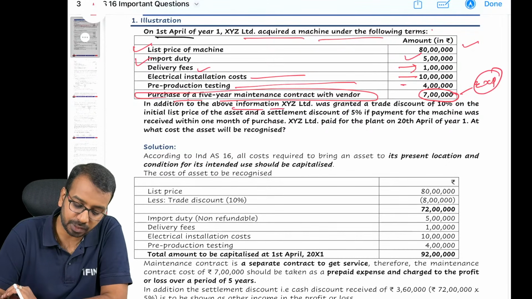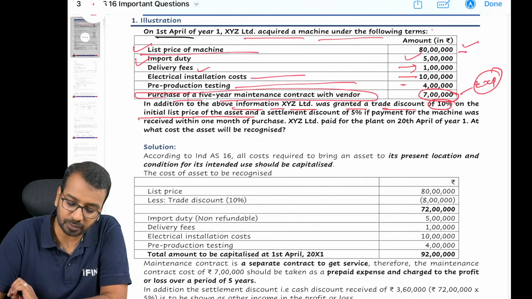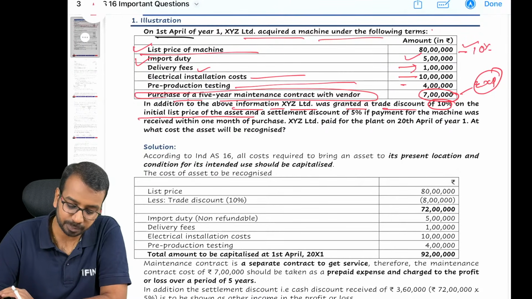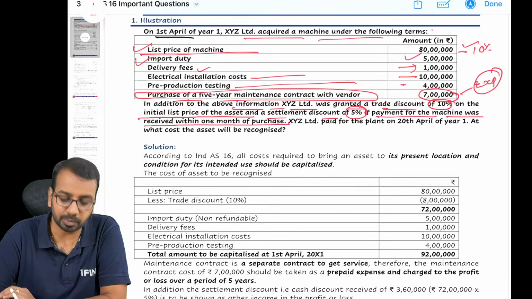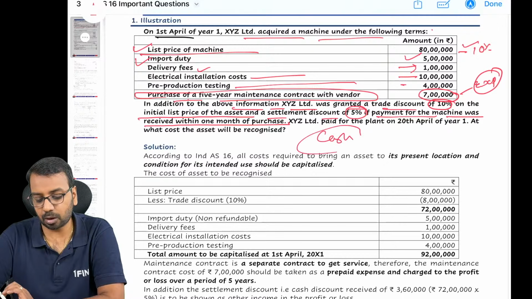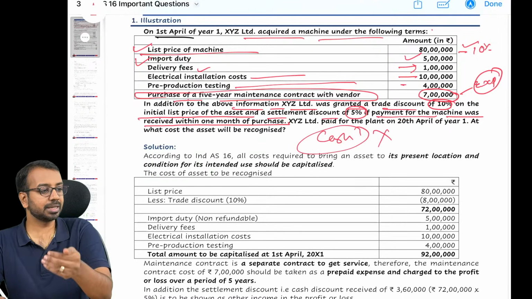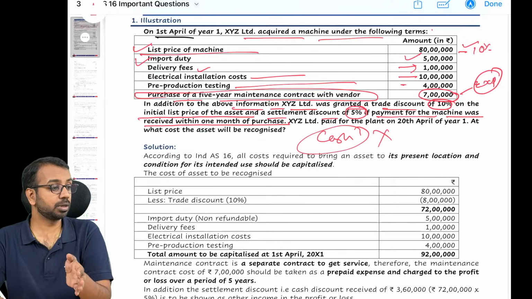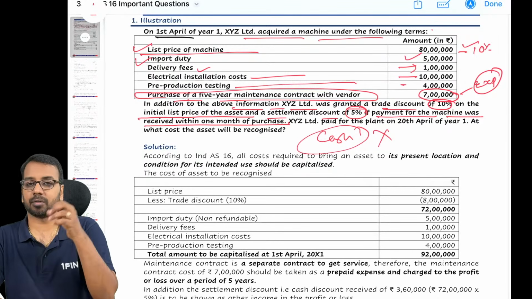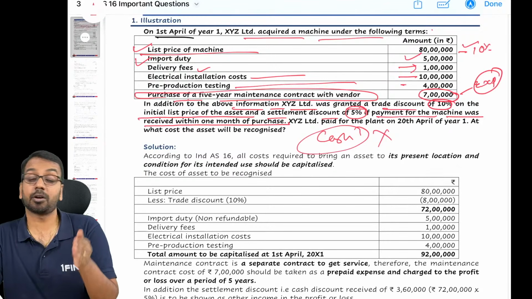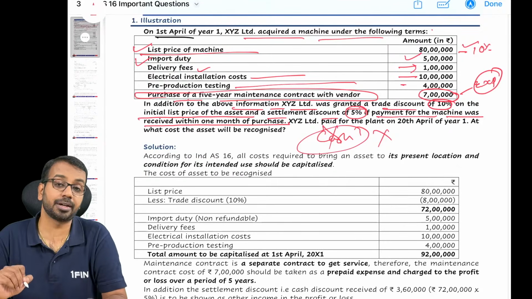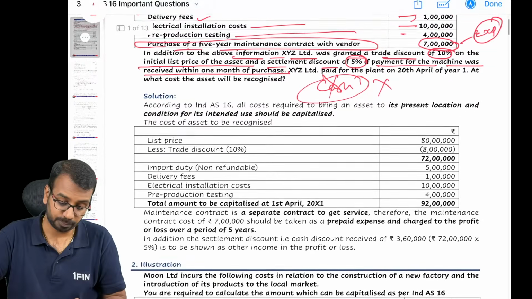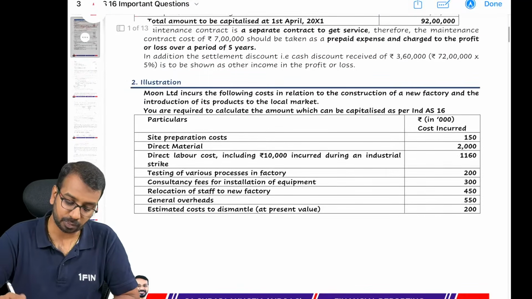In addition to the above information, XYZ was granted a trade discount of 10% on the initial list price. So whatever is the list price, from this we will reduce 10%, and a settlement discount of 5% if payment for the machine was received within 1 month. Now always remember, cash discount is not reduced. What is a trade discount? What is a cash discount? Trade discount is agreed at the time of trade. Cash discount is given for prompt payment. So cash discount is never reduced, only trade discount is reduced. That is the only important thing in this particular question.